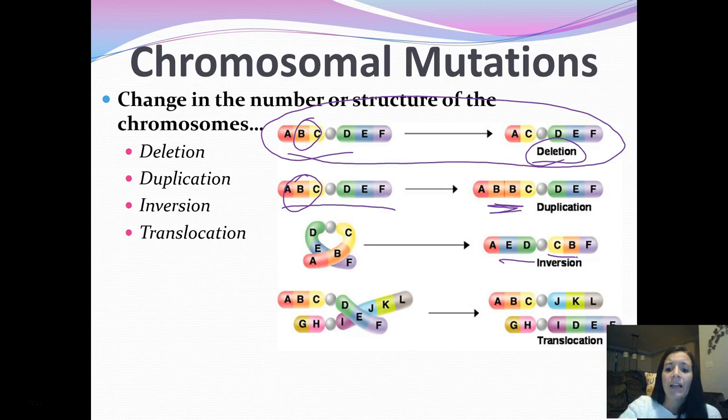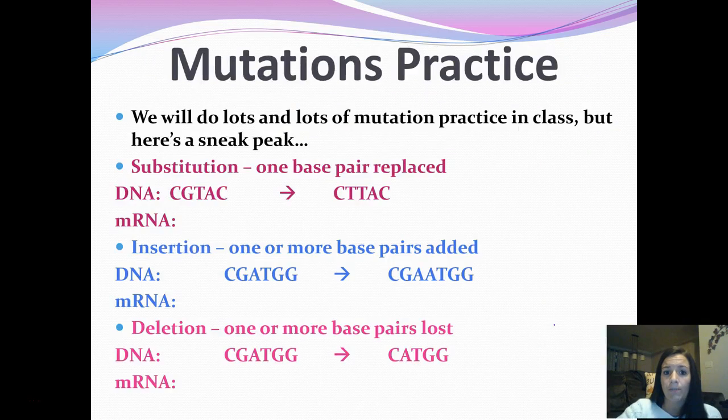And finally, something called a translocation. This is when the chromosomes are essentially crossing what they have. It should have been A, B, C, D, E, F, and G, H, I, J, K, L, but now we have A, B, C, J, K, L. Oh, that's not right. And then G, H, I, D, E, F. So this is also going to cause some major issues.